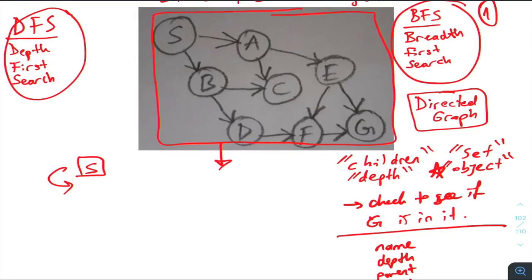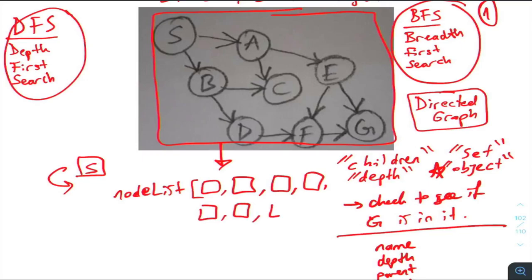and you have that picture, and you would probably like to transform that picture into a node list. Node list: 1, 2, 3, 4, 5, 6, 7, 8. There are 8 nodes: S, A, B, C, E, D, F, G.